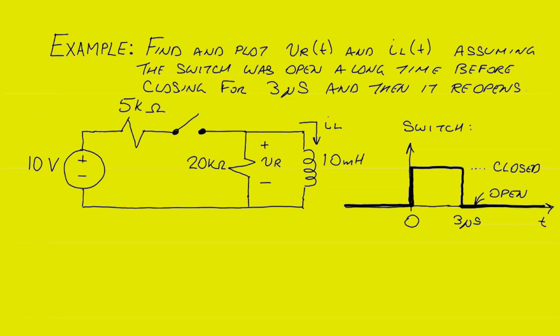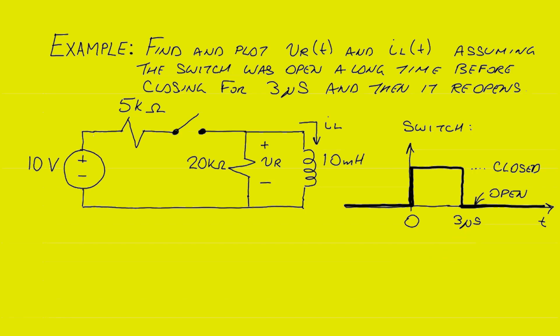In this example, we're asked to find and plot the voltage across the 20 kilo ohm resistor, VR, and the current through the 10 millihenry inductor, IL. We're told that the switch was open for a long time before it closes at time 0 and stays closed for 3 microseconds and then reopens.